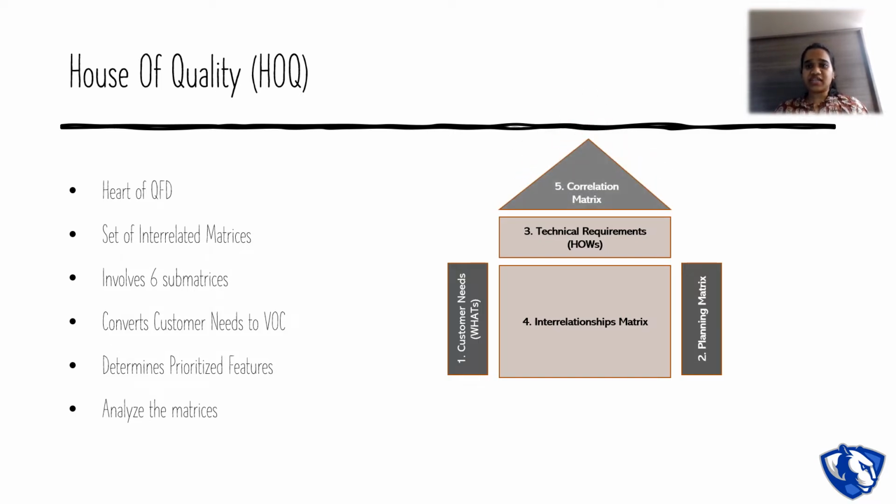The fifth one is correlation matrix. The roof of the house of quality is expressed as correlation matrix, which is used to identify any interrelationships between the technical descriptors. And the last step is decision targets, which is used to analyze the matrices. From here on, Pawan and Prajwal will be continuing the rest of the project.